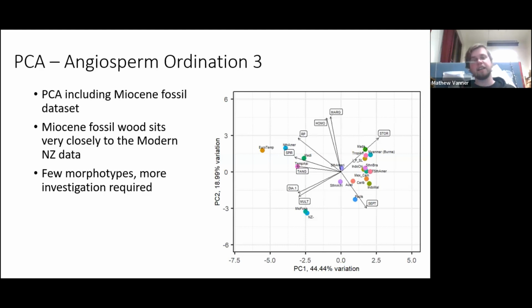Then I thought, well, okay, I can probably use the Miocene fossil data set to see if the New Zealand wood anatomy is still similar to its Miocene counterpart, to answer that question about whether we have a relict flora. And it almost looks like we do. The Miocene fossil data from New Zealand actually plots really closely to modern New Zealand. However, we do only have a few morphotypes, less than 20. So we need to do more basic work: finding Miocene angiosperms, sectioning them, and actually looking at them.